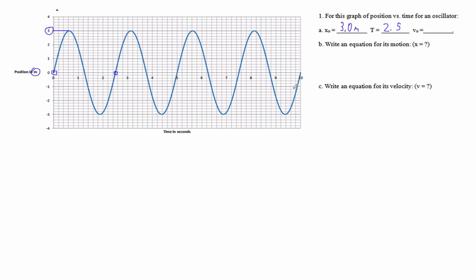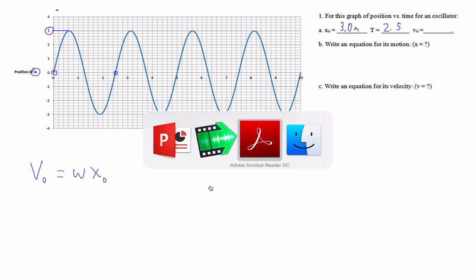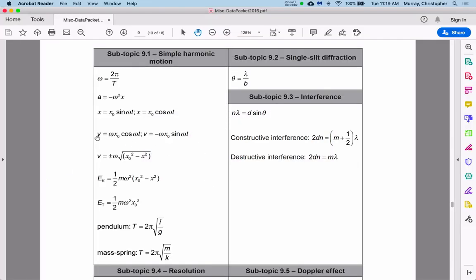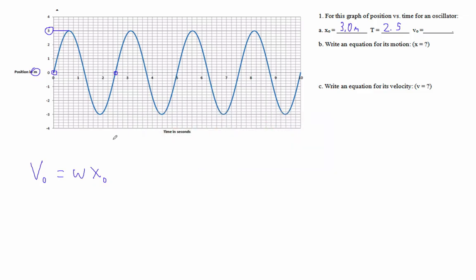Okay. And then our maximum velocity. Well, by the way, you can just put a line through that point there, and the slope of that would be the maximum velocity. But I think that's working too hard. Okay. So our maximum velocity, Vmax, is omega x naught. How do you know that? Because of this. See, in front of the velocity things, it's always omega x naught. So that's your maximum velocity.